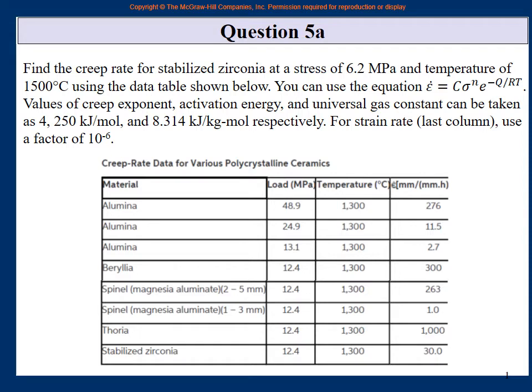Values of creep exponent, activation energy and universal gas constant can be taken as 4. Now this 4 is for creep exponent n. Then 250 kilojoule per mole is the activation energy and 8.314 kilojoule per kilogram mole is of course the universal gas constant, right? So one value, two values, three values. For the strain rate, use a factor of 10 raised to minus 6, right? Whatever value you get is multiplied by 10 raised to minus 6 because this is a very small strain at this level, and so on.